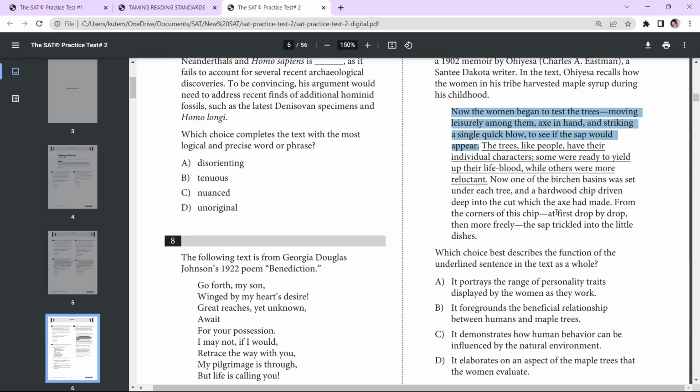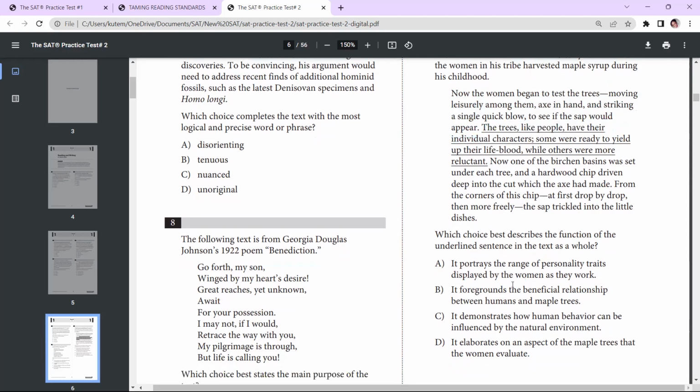Then I fell down. You're going to say what was happening, what day it was, and that context is what you're going to need to figure out what the function is. So we know the first sentence is basically telling us the process: the women have the axe in hand, and they strike to see if the sap is going to fall. And then this sentence says the trees, like people, have their individual characters. Some are ready to yield up their lifeblood, others were reluctant.